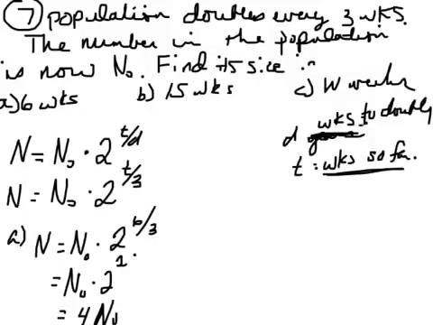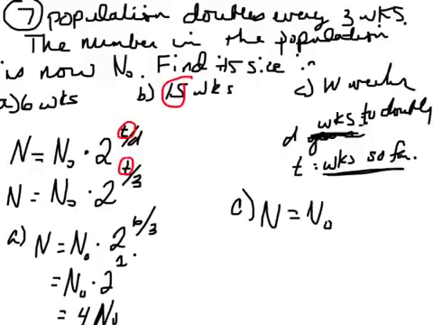Okay, so you're going to do the same thing for B. I'll let you do B. All you got to do is, instead of plugging in 6 for T, you're going to plug in 15 on B, okay? C, they're asking you for W weeks. They just want the formula here, okay? So the formula was N equals N naught times 2, and instead of plugging in a certain amount of weeks, they're calling the number of weeks W over 3. So that's basically it right there. That's the answer. It's just basically having you write the formula.